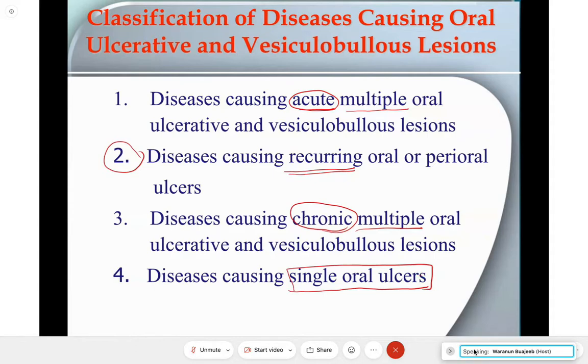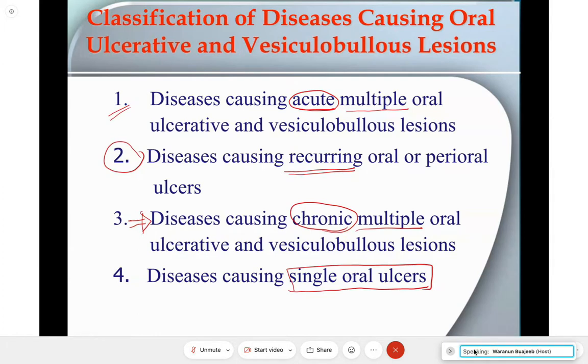So if you find patients with a lot of ulcers in the oral cavity presenting for more than 3 weeks, you should be able to diagnose it. It should be in this group. If a single ulcer never occurred in the past, it should be in this group, single oral ulcer. But if this is the first time that the patient experiences this type of lesion and it occurs for just a few days, with so many areas affected, this should be in the first group.